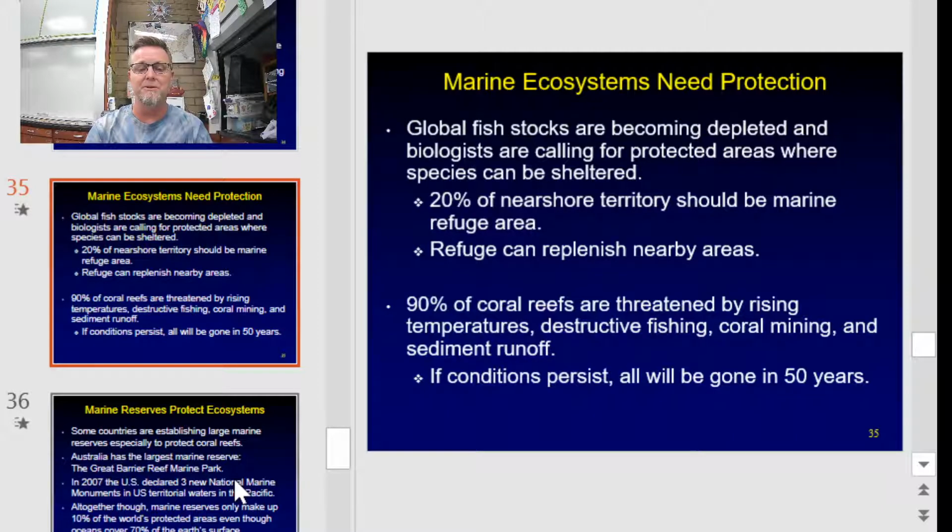90% of coral reefs are threatened by rising sea temperatures, destructive fishing, coral mining, and the like. If conditions persist, coral reefs will be gone in 50 years. We need to take steps now to protect them.